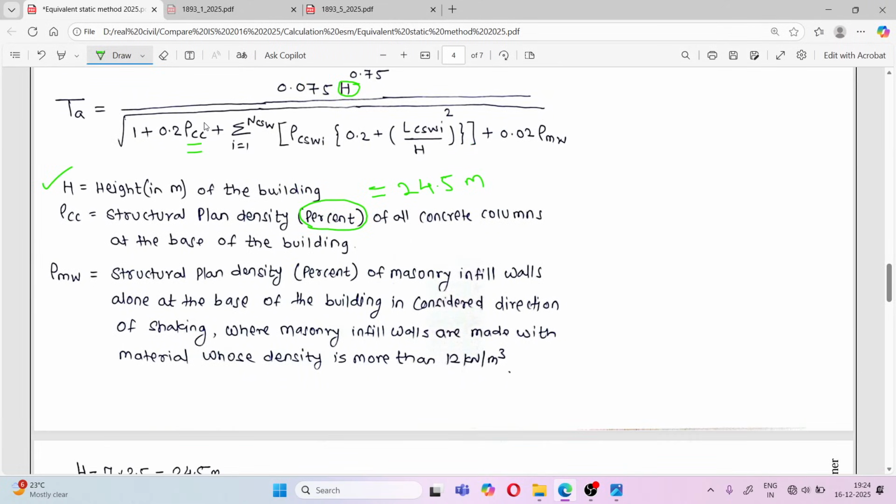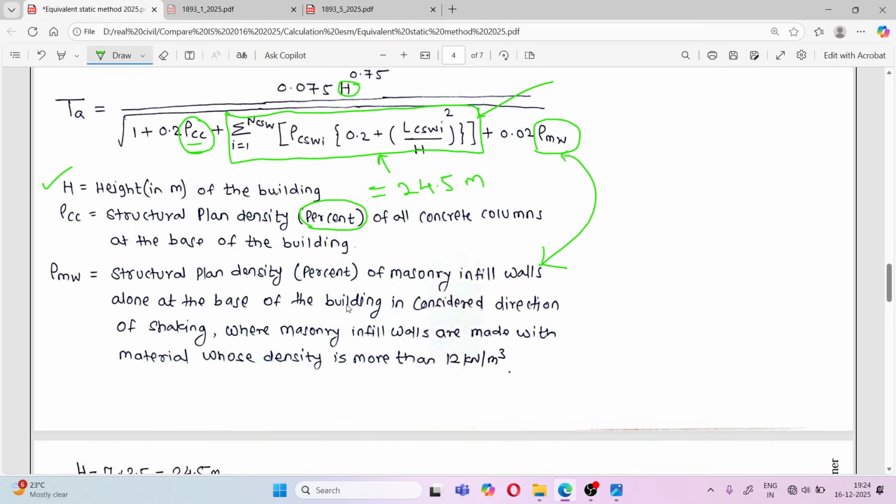Now h is there, this value we just calculated. Now this portion is related to the structural wall. So in our building there is no structural wall, so I will skip this part. It is not to be used in this problem, but this last part is important. That means the structural plan density percent of masonry infill wall. This is structural wall and this is masonry wall.